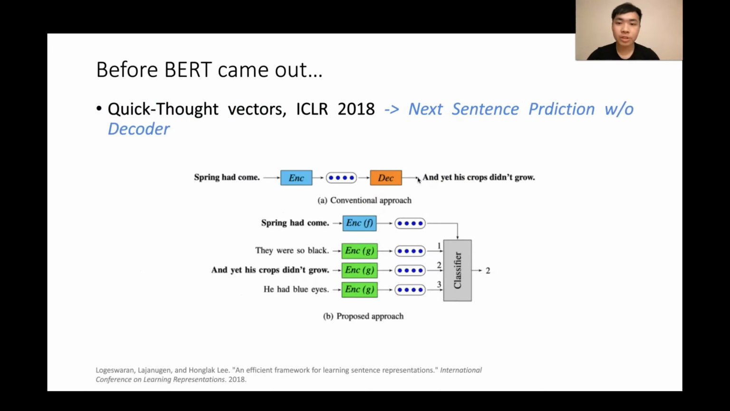After this paper, there is another paper called Quick-Thought Vectors in 2018. They also do some kind of next sentence prediction, but the difference is that they don't need the decoder. They can just use a classifier to classify which sentence is the correct next sentence. So these two models, even without the help of BERT, can achieve good performance for sentence embeddings.